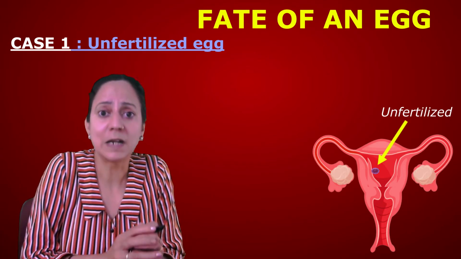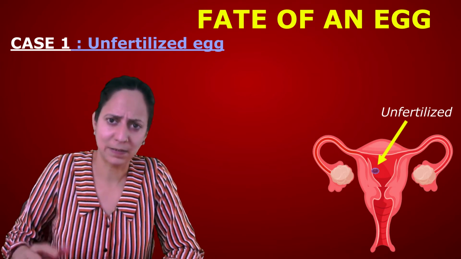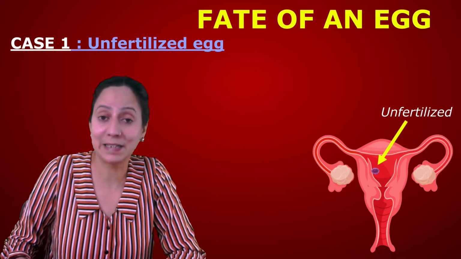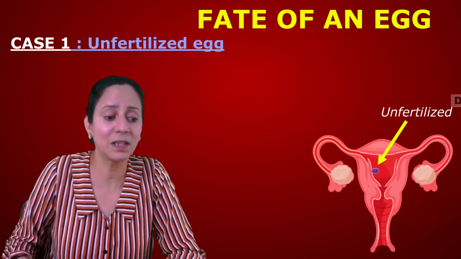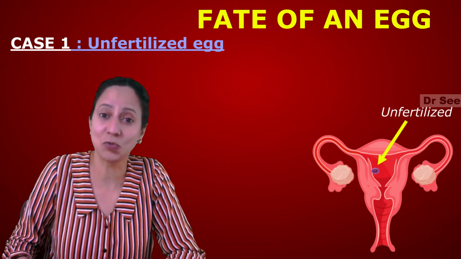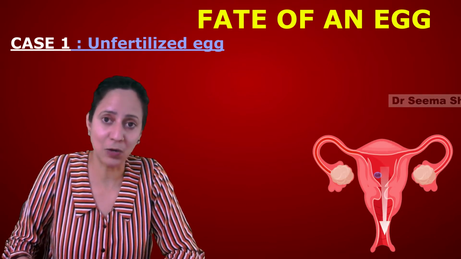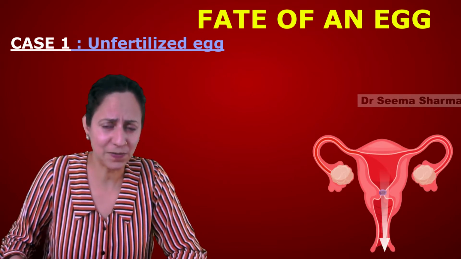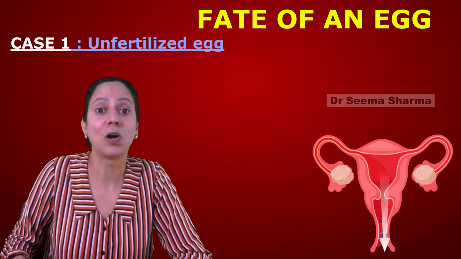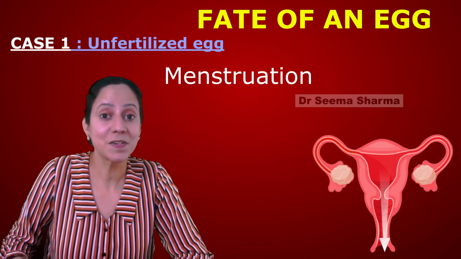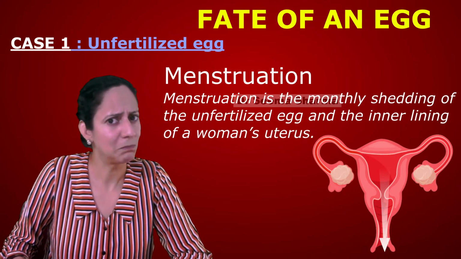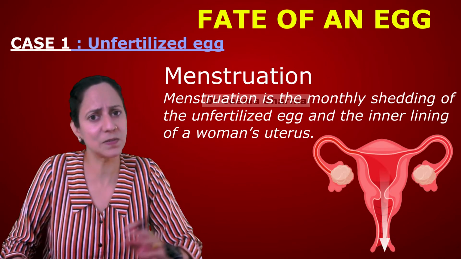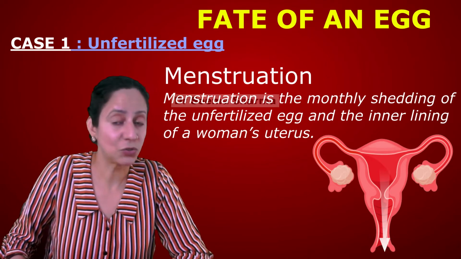So its blood supply and food supply are gradually cut off, and that denatured unfertilized egg, along with the thick and soft inner lining of the uterus wall, will be thrown out in the form of blood clots for 4 to 5 days, and that is called menstruation. So this is the fate of the unfertilized egg. It is thrown out monthly in a cyclic process, on an average after 28 to 30 days.